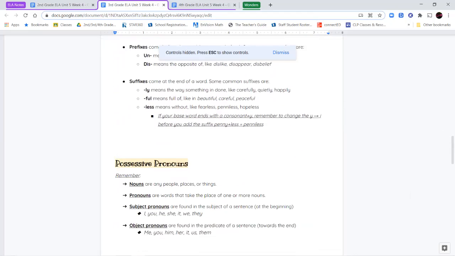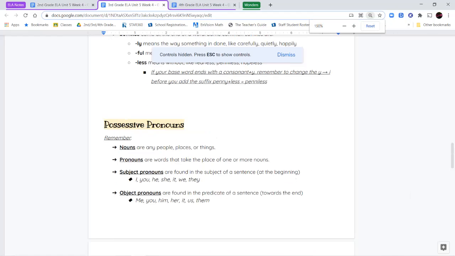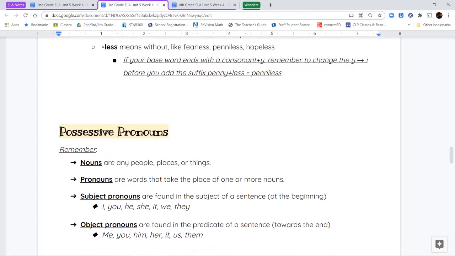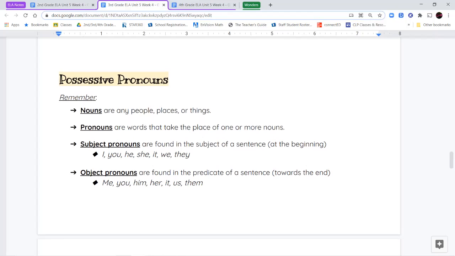Okay, next we're going to talk about possessive pronouns. So possessive pronouns show ownership. Let's review real quick. Nouns are any person, place, or thing. Cat, dog, house, building, lake, river, ocean, mountain. Those are all nouns. It can be anything. A pronoun takes the place of one or more nouns. He, she, it, they, we, us, them, her, him, it, you, me.